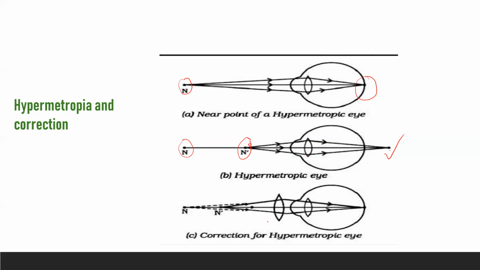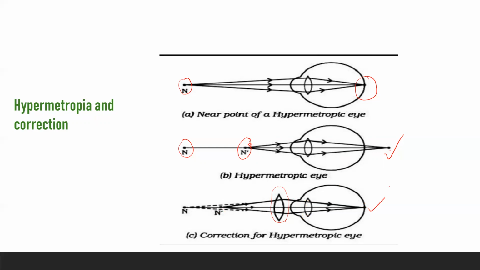Now, what is the correction? Here we have to make it closer. We have to decrease it. So we are using a convex lens. This is a convex lens, right? What does the convex lens do? The convex lens is a converging lens. It converges all the rays coming from the object which you want to see, before they strike the lens of the eye, and you get the proper image on the retina.